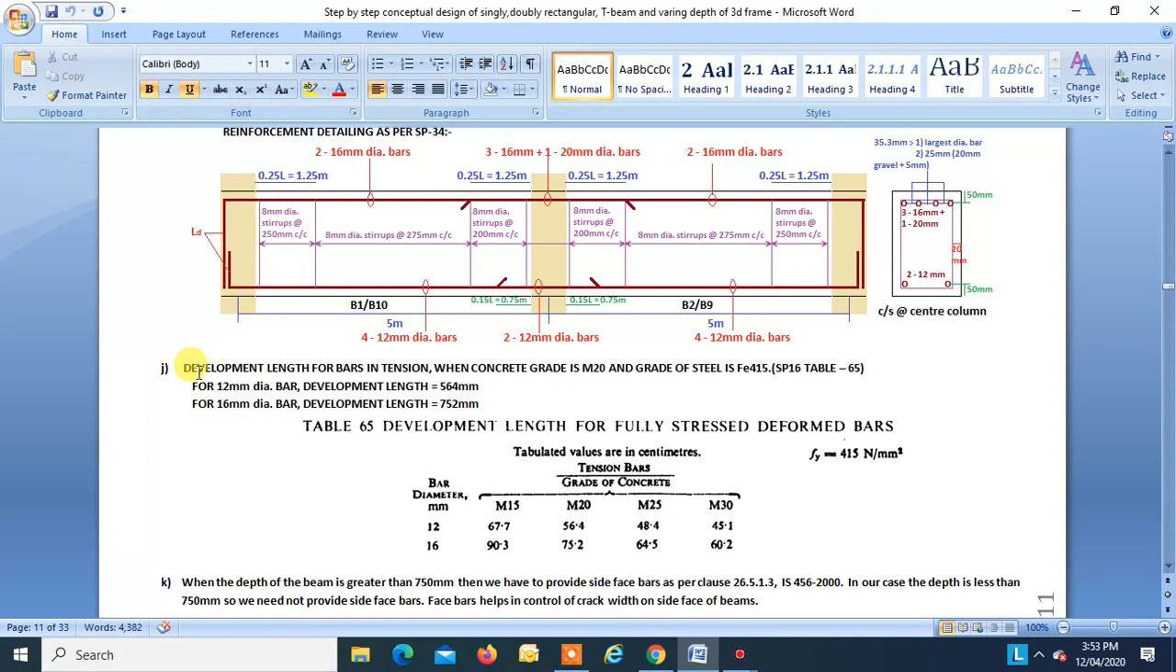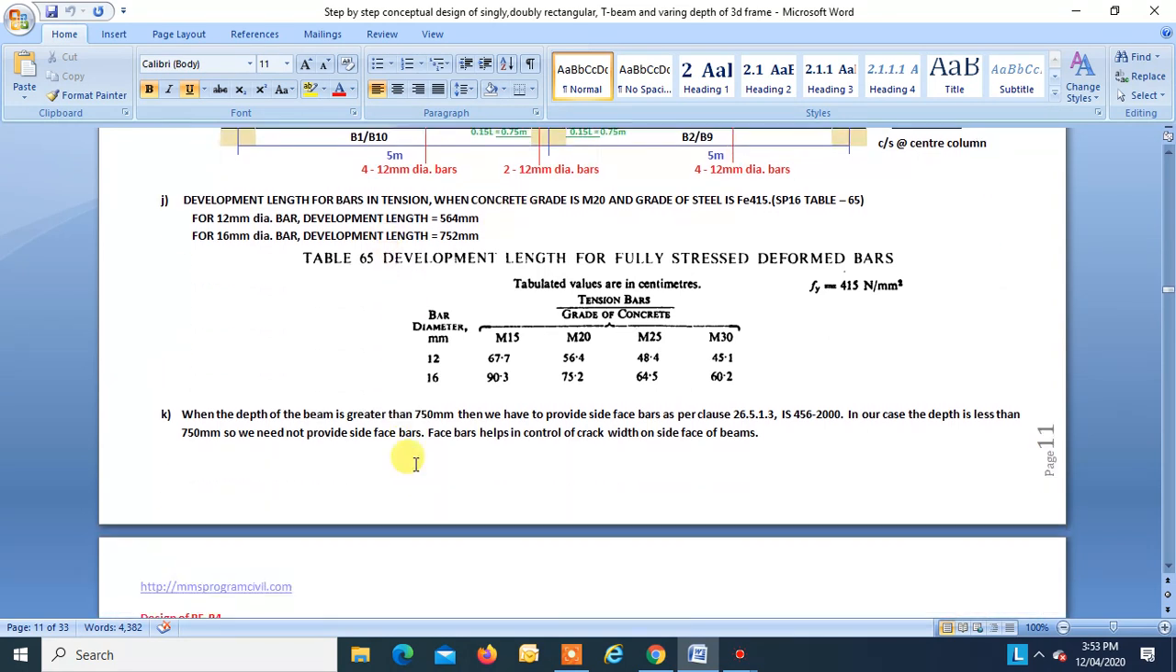So for 12 dia bar, that is this bottom bar, the development length required, that is the minimum anchorage length to be provided, should be equal to or greater than 564, which is obtained from this table. This is in centimeter, this is in mm, okay, and for 16 dia bar it should be 752. That is also obtained from this table, M20 grade concrete, right? So this is how we provide the anchorage length using this table.